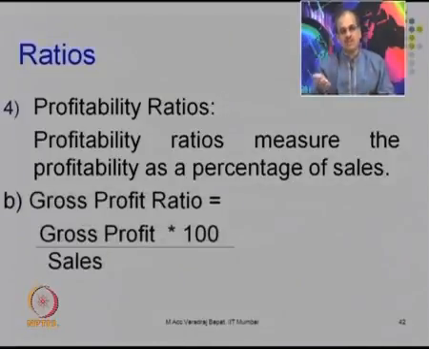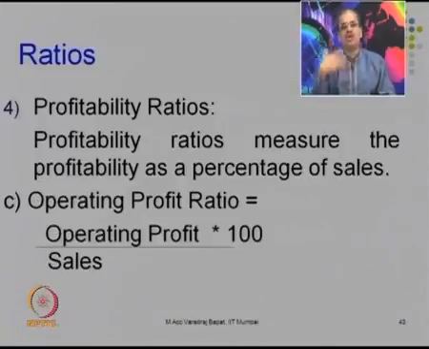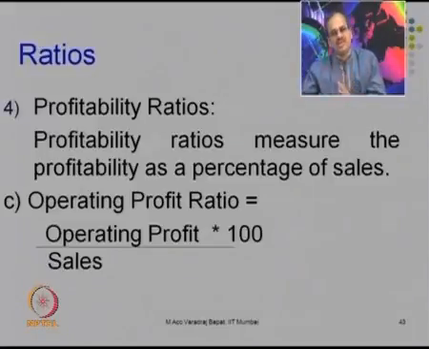You also have a gross profit ratio. Again, it links gross profit to sales. On the same lines, you also have the operating profit ratio. It tries to link operating profit to sales.